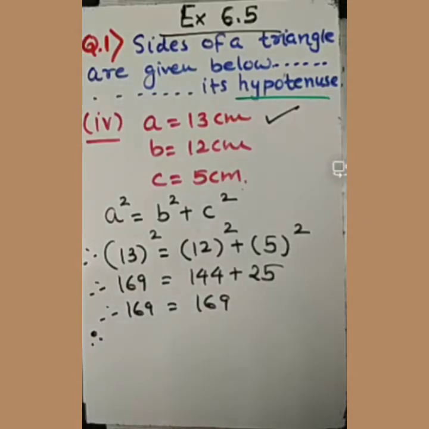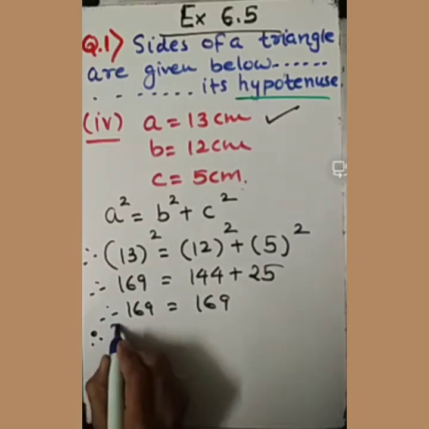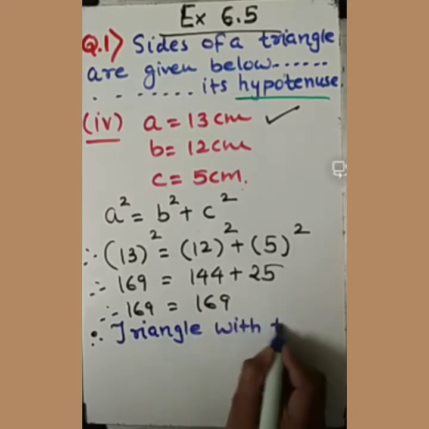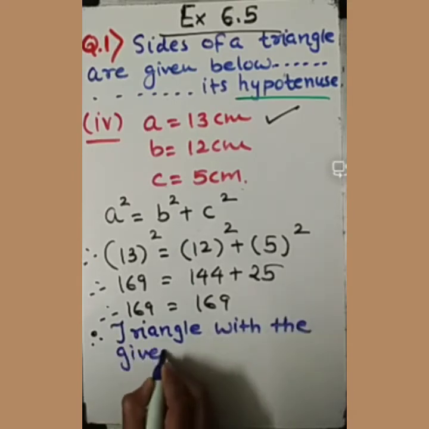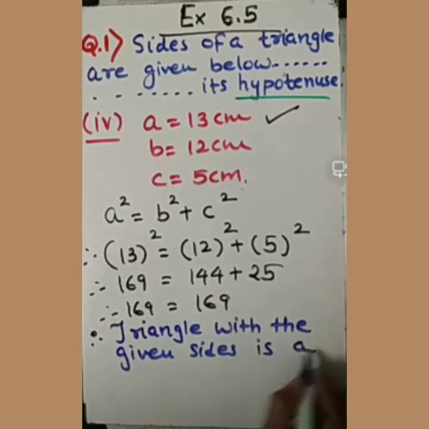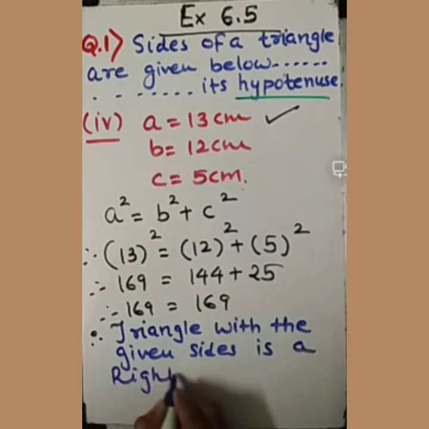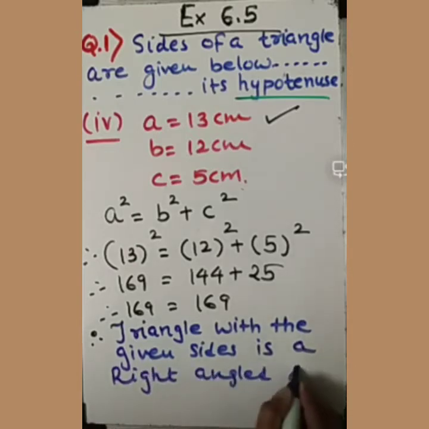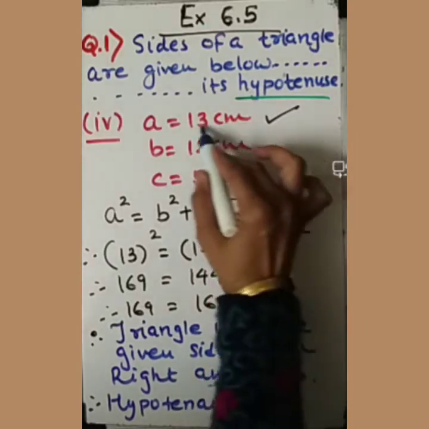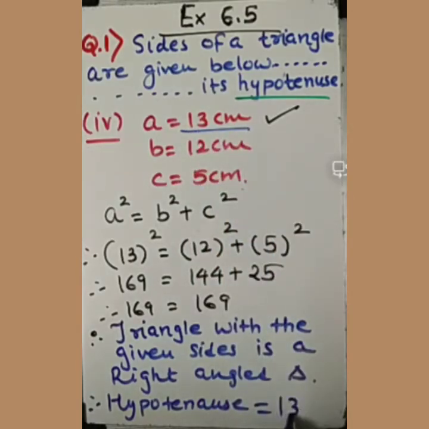Okay, so please note down: the triangle with the given sides is a right angled triangle. Clear to you? And they are asking for the hypotenuse also. So let's note down the length of the hypotenuse: that is the bigger side, 13 centimeters. So we need to mention the hypotenuse is 13 centimeter. Clear?